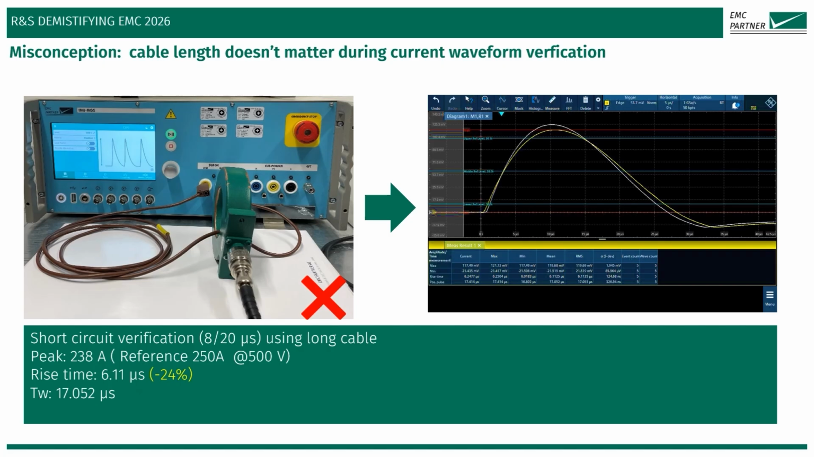A common error in lab setups is the belief that any cable length can be used for short circuit current verification. The picture on the left side shows an incorrect practice using a long cable, in this case a 2-meter cable, which can distort the current waveform due to the cable inductance. The measurement shows a rise time of 6 microseconds, which is a 24% deviation from the expected standard. The measured peak and also the pulse duration are also lower than the standard, but still within tolerance. So in this case, make sure to always use a very short cable for verification, as we will see on the next slide.